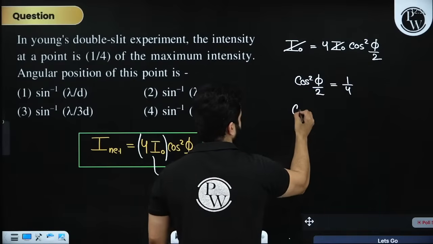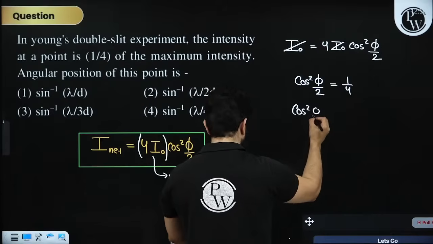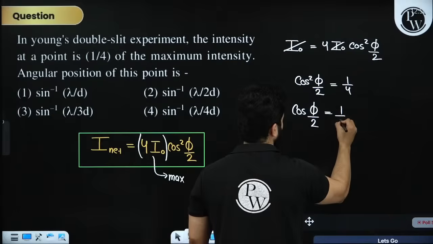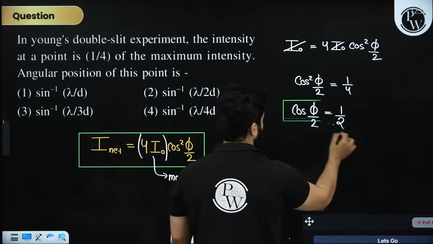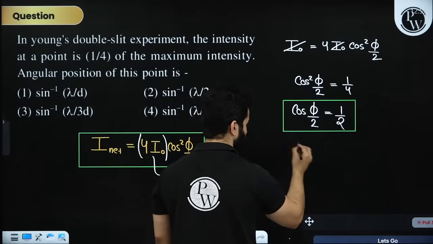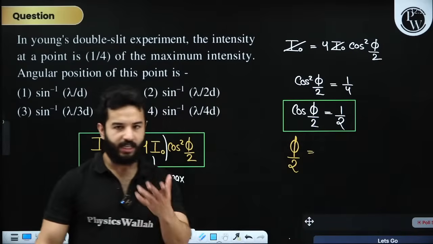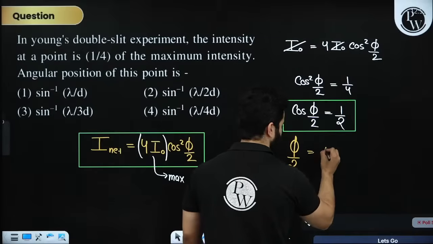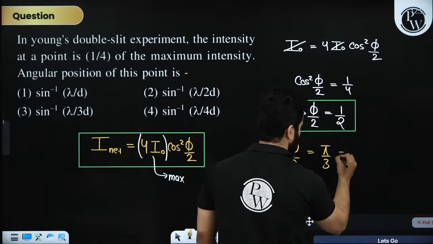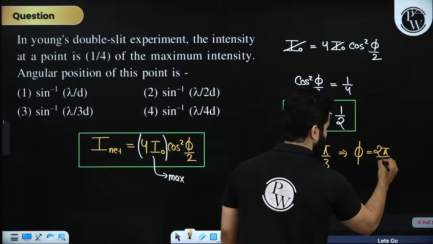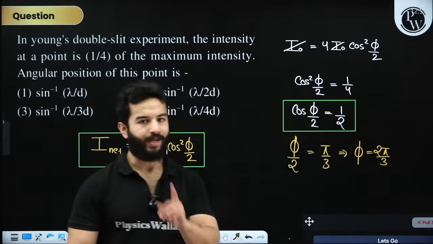If you take the root on both sides, it will become cos phi by 2 equals 1 by 2. From here, you can say that phi by 2 will be equal to 60 degrees, since cos 60 degrees is 1 by 2. That means this will come out as pi by 3. From here, you can write down phi is 2 pi by 3. That is 120 degrees. For your information, this is 120 degrees.